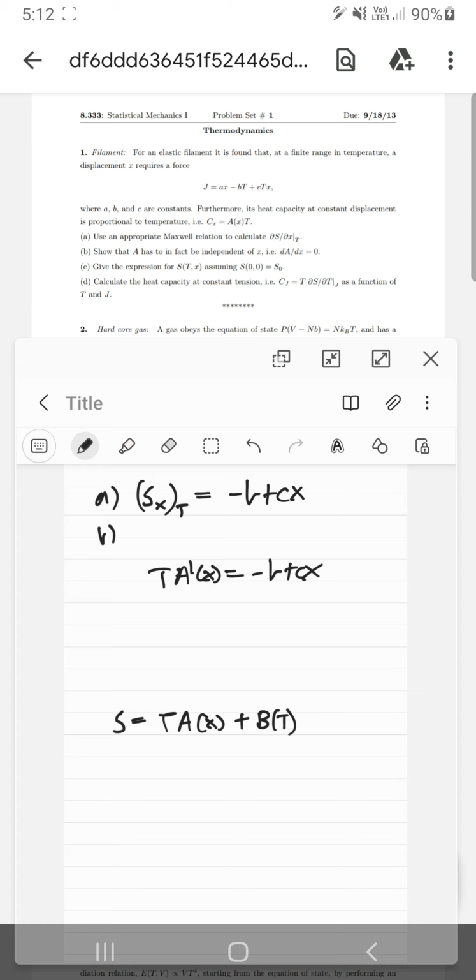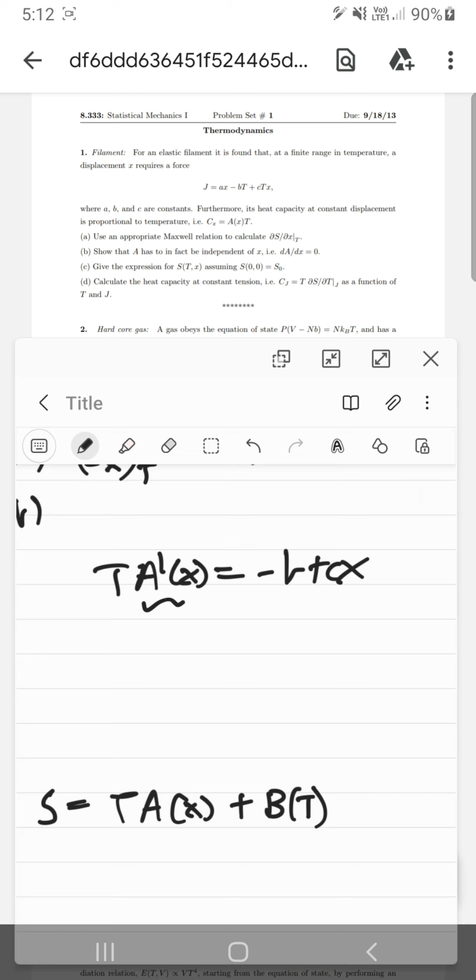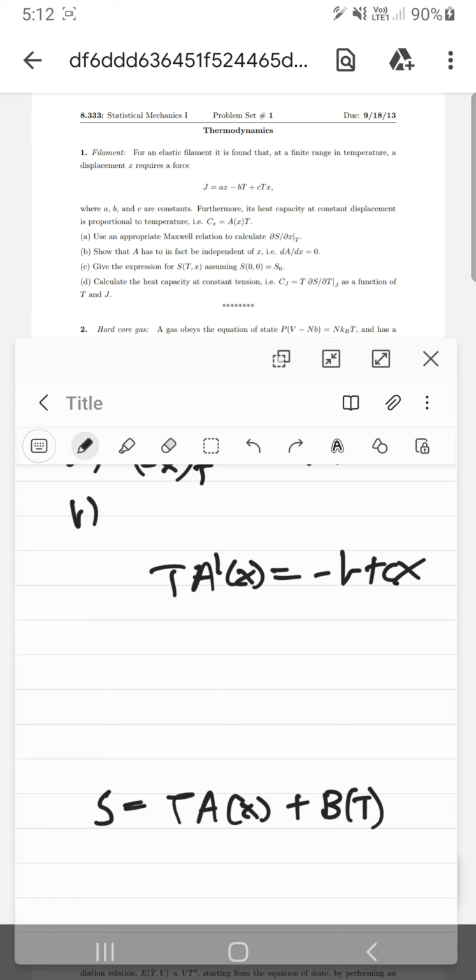Minus b plus c. So this is weird, because what it's basically saying is that if this function actually is non-zero, then this implies something bad. This implies that you just have... Oh god, this doesn't even make sense, right?